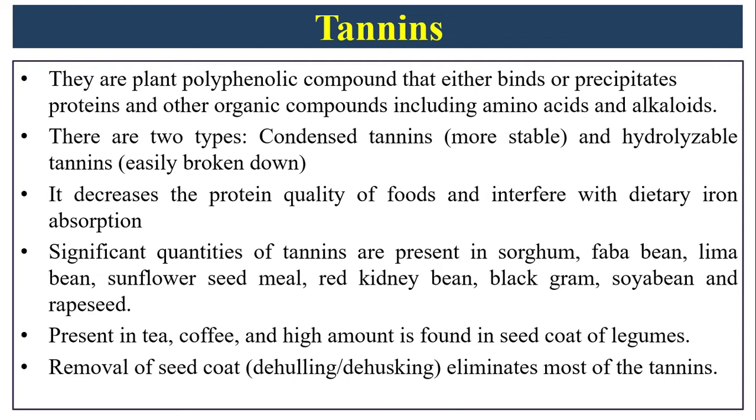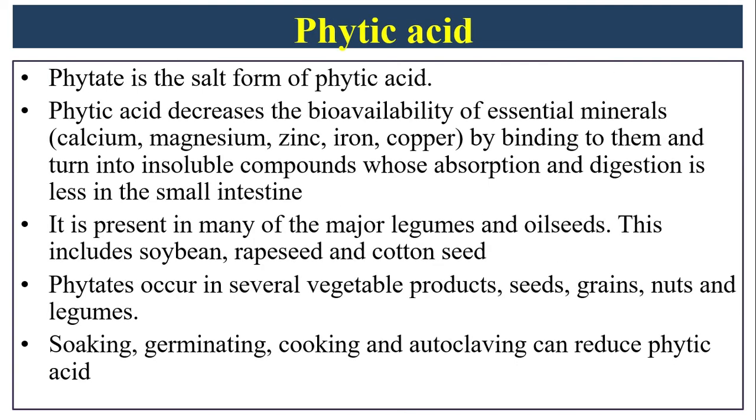Significant quantities of tannins are present in sorghum, faba bean, lima bean, sunflower seed meal, red kidney bean, black gram, soya bean, and rapeseed. It is also present in tea, coffee, and a high amount is found in the seed coat of legumes. Removal of the seed coat, dehulling, will help to eliminate most of the tannins.